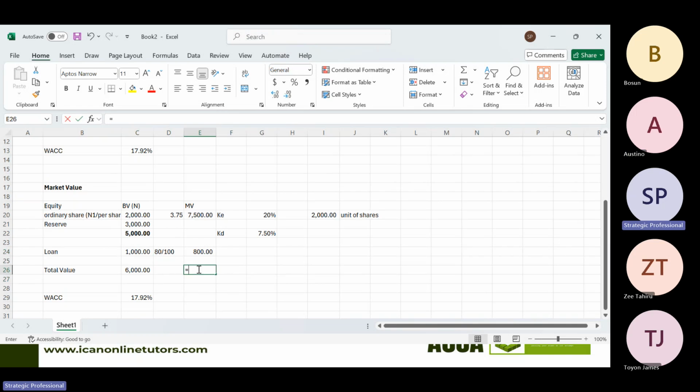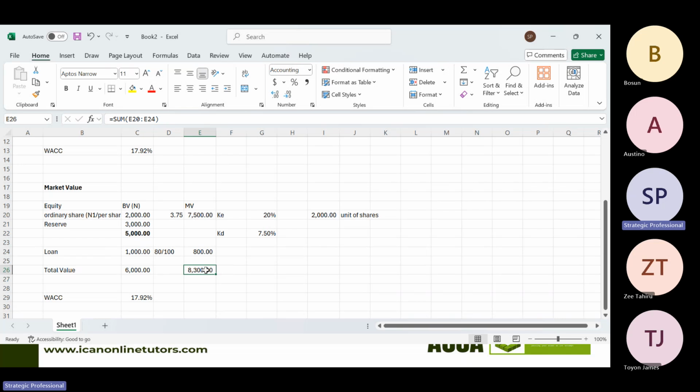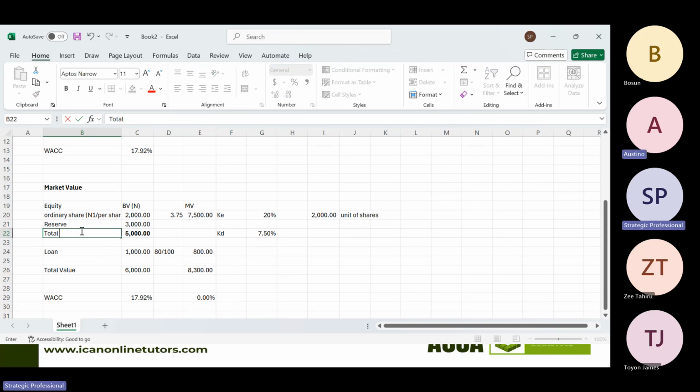So what's now the total market value? It will be the addition of the ordinary share market value, 7.5, and that of the loan, which is 83. Okay. So now we need to get the WACC. I just need to bring this here and make it more neat, so that this is the total equity value, 5,000.